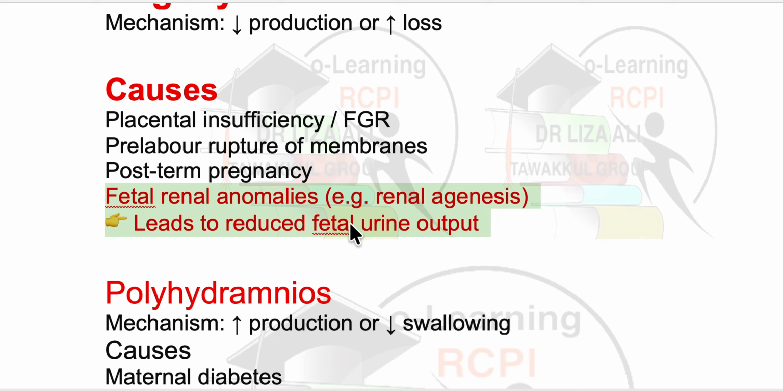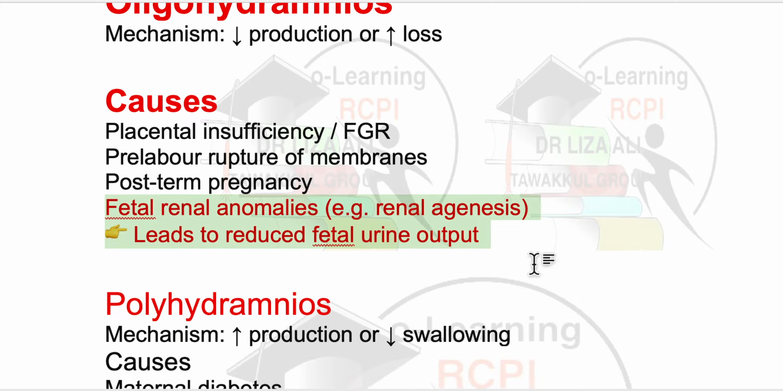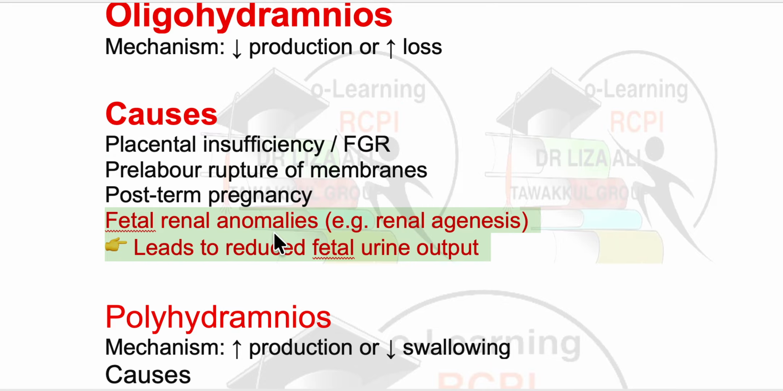Fetal renal anomalies, meaning renal agenesis, will lead to less urine production. Anybody who has a kidney problem will have less urine production. So these are the most important causes we have to remember. If you like, you can take some important things from this list. This is your choice.